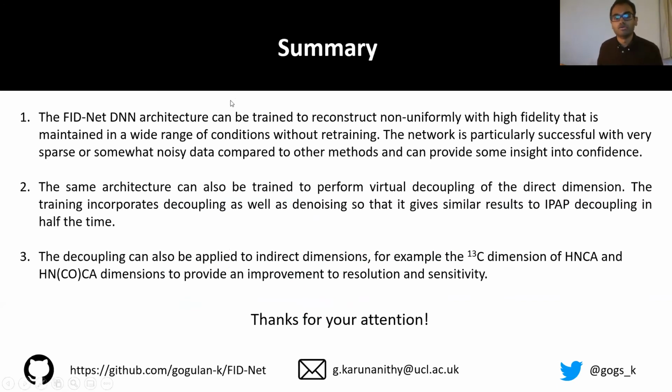So here's a quick summary of what I've shown. We can use this architecture for both reconstructing non-uniformly sampled spectra and virtual decoupling. The code for doing this is available on GitHub, so you can reconstruct the spectra in like one line. We've got a pre-trained network which you can download, and if you have any problems, you can get in contact with me by these means.